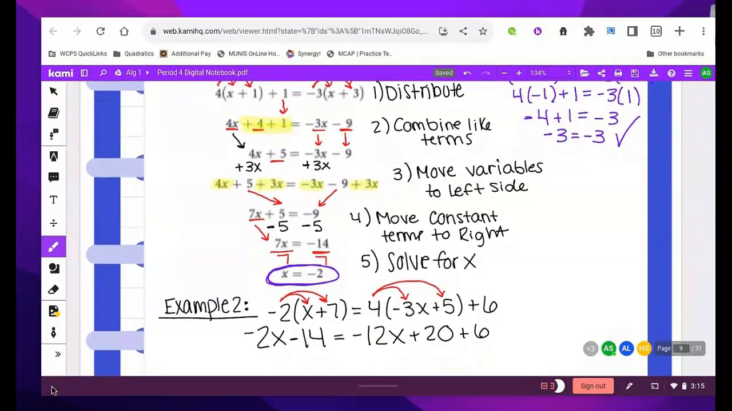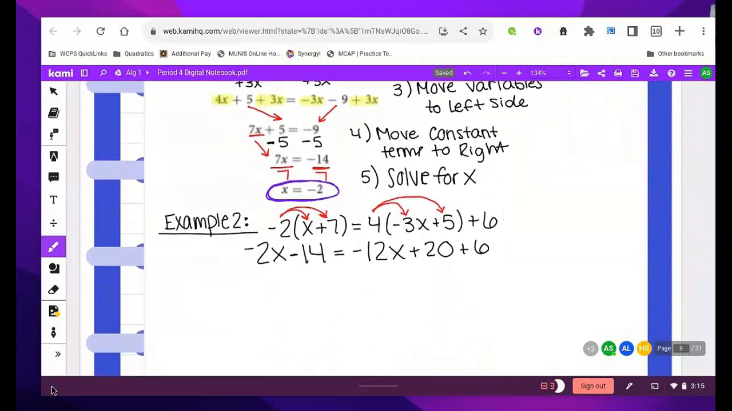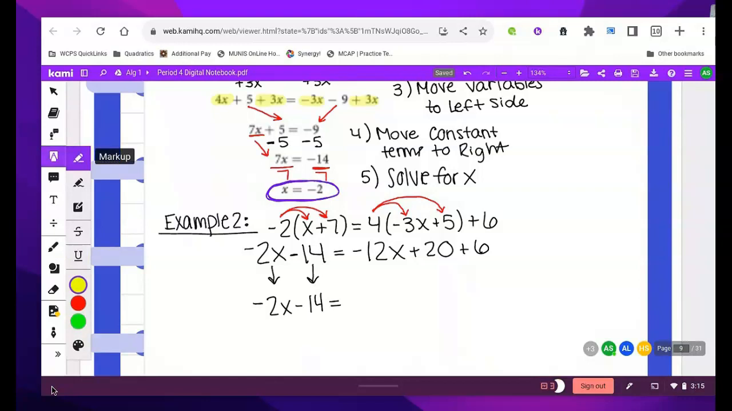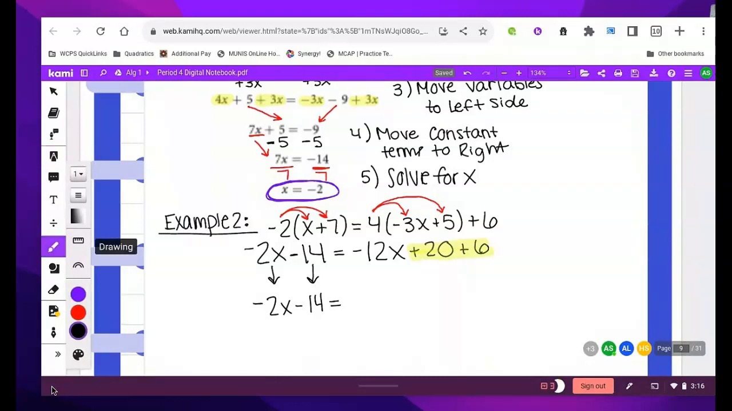Step 2, we combine like terms. So notice on the left side of the equation, negative 2x and negative 14 are not like terms. So I'm going to bring those down. We're not going to do anything with those in step 2. Now in step 2, on the other side of the equal sign, we actually do have 2 like terms that we can add together. So we'll bring down our negative 12x because it doesn't have any friends to combine with, but we can add 20 plus 6, which gives us 26.